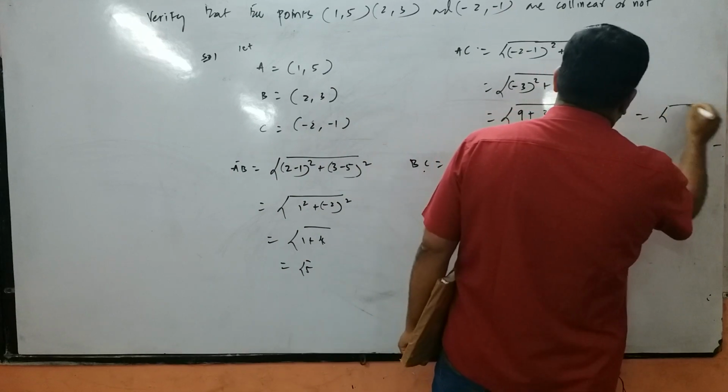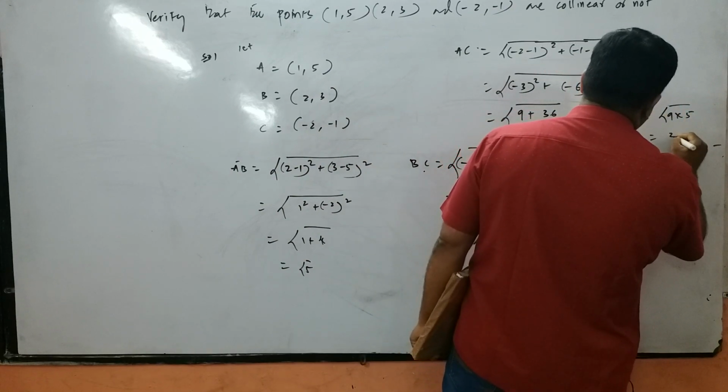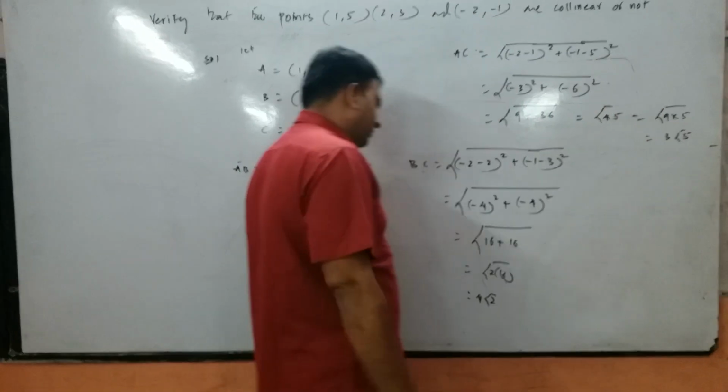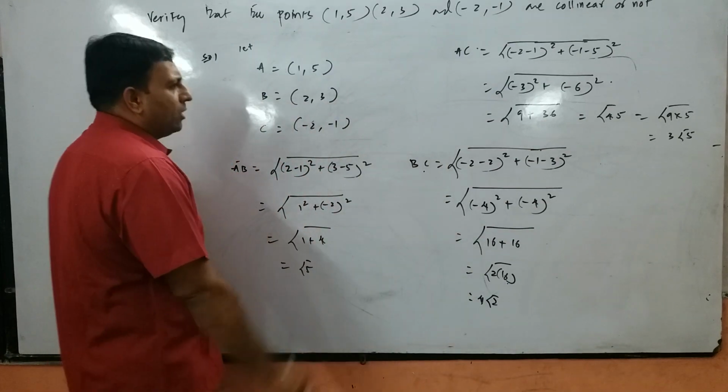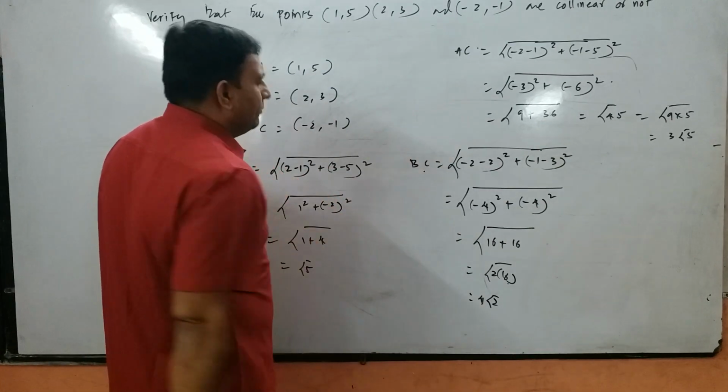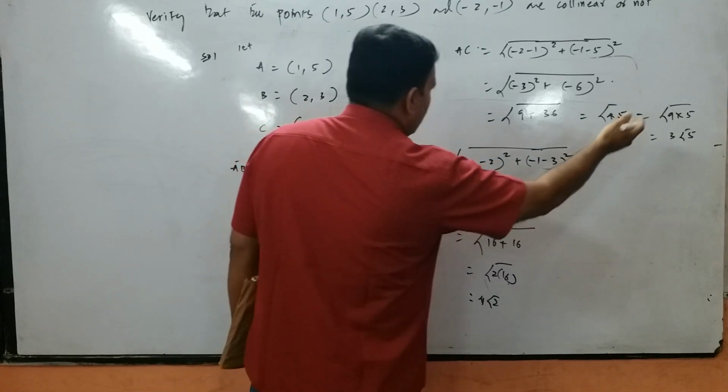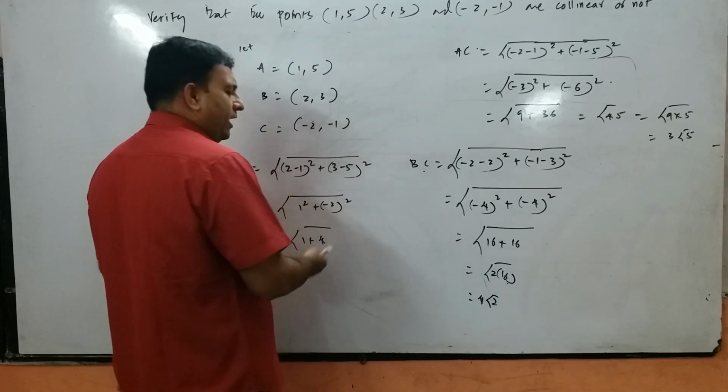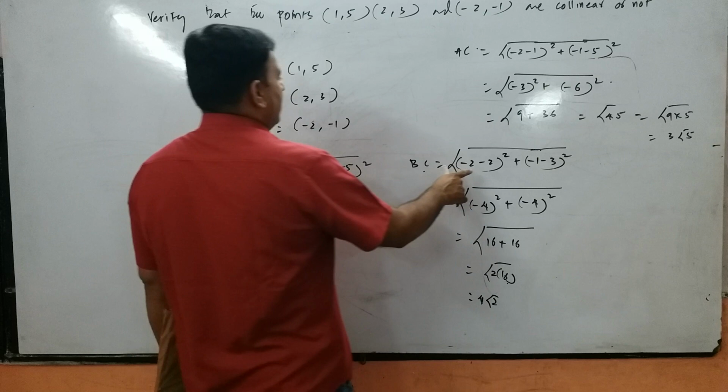Square root of 45 can be written as 9 5s are 45. So it is 3 root 5. You have 3 root 5, you have 4 root 2, you have root 5 here. Now if I add 3 root 5 plus root 5 is equal to 4 root 5. Whereas what is distance BC?